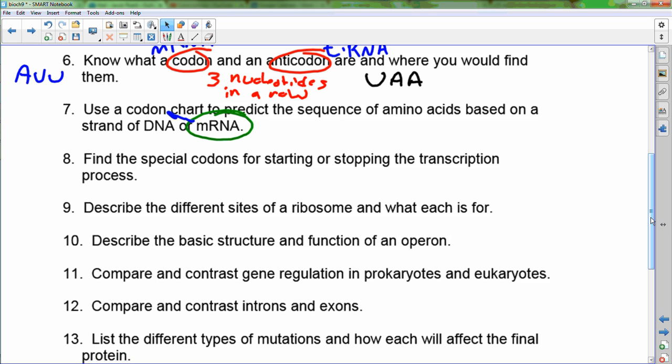Number 8 says you should be able to find the special codons for starting or stopping the transcription process. So that's just about reading your chart correctly. Recognize, hey, this means stop. This one here is the start codon. There's only one start codon. There are 3 different stop codons.